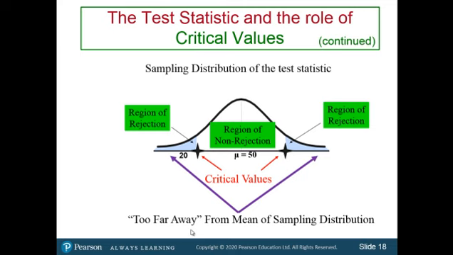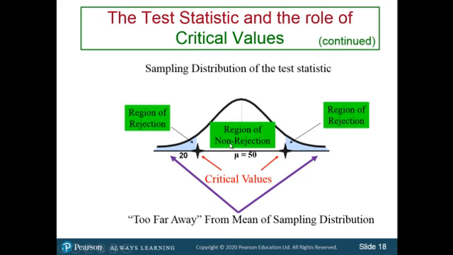So here is our critical value. We can calculate this critical value based on our significance level. I will show you how to do it later. So this is our critical value to the left and to the right. Here we have a situation where we have two critical values. At the center is the mean of the population.